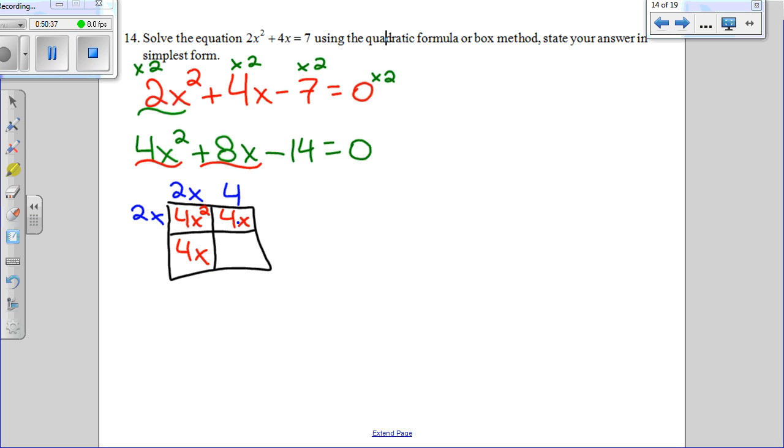The last box in your box method, you create. So in our case, 2 times 2 would give me 4. You'll notice that negative 14 is not positive 4. So the C value that I had in my quadratic is not the same C value I created in my box method. So I need to figure out the difference between negative 14 and 4. How much do I have to add to that negative 14 to make it 4? I need to add 18, and I add 18 to both sides.